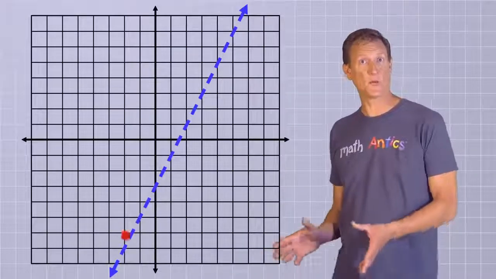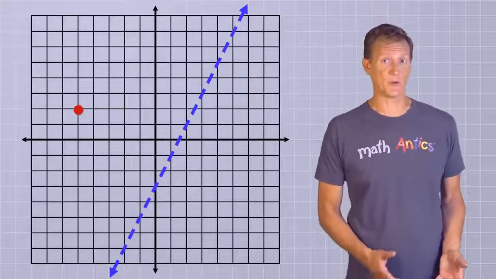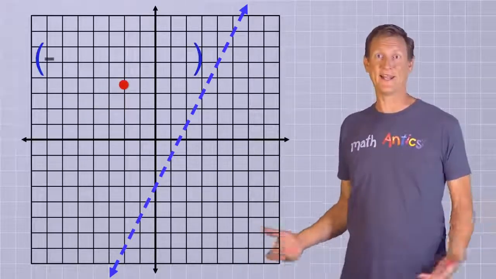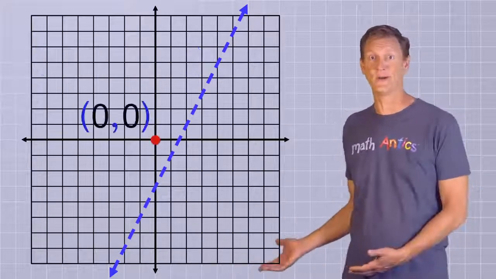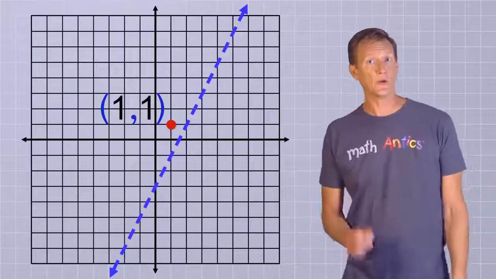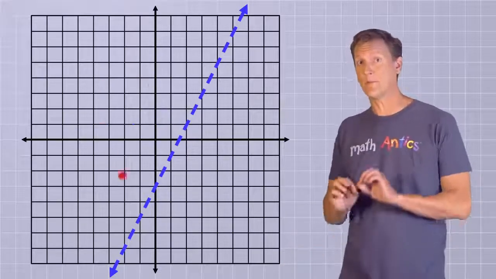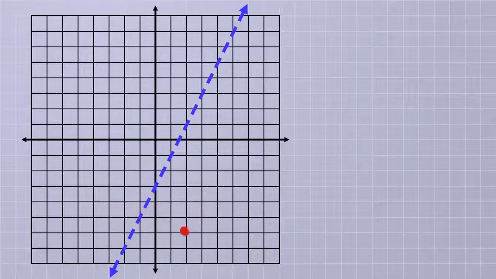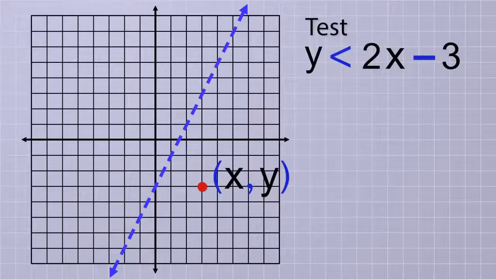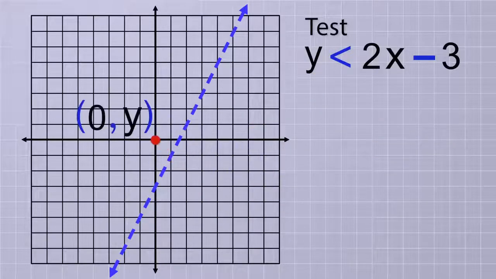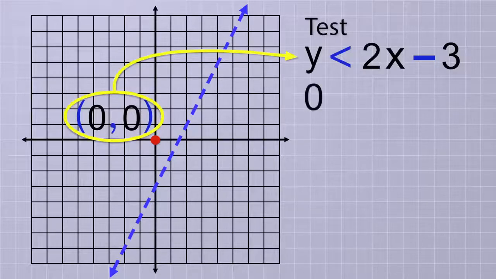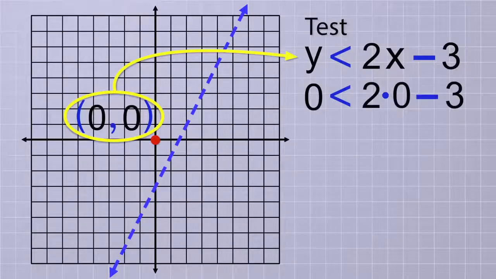It doesn't matter where the test point is, so feel free to pick something really easy to work with. I mean, why pick something like negative 2.17, 3.59 when you could just pick 0, 0 or 1, 1? The only real restriction is that the test point can't be on the boundary line itself. Once you've decided which test point to try, plug its x and y values into the inequality and then simplify it. For example, if we pick the point 0, 0, we'd plug those x and y values into the inequality to get 0 is less than 2 times 0 minus 3, which simplifies to 0 is less than negative 3.